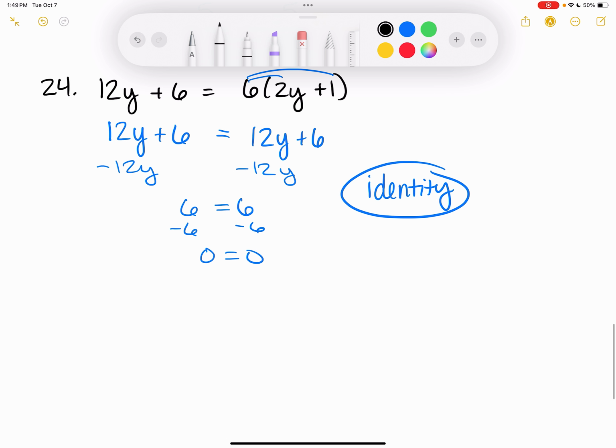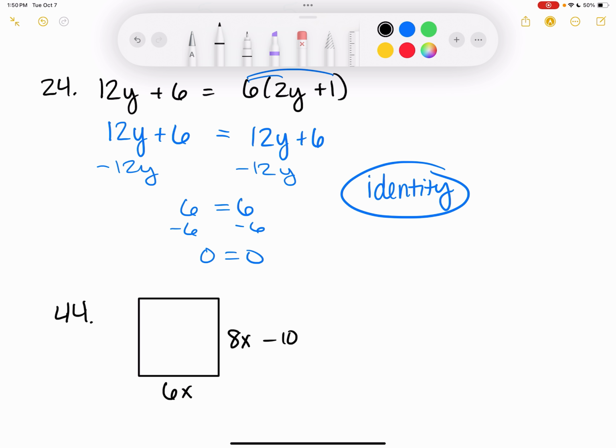All right, 44. They want us to find the perimeter of the square. So they tell us that this side is 6x. This side is 8x minus 10. So what do I need to know to be able to find the perimeter of the square? I need to know x.